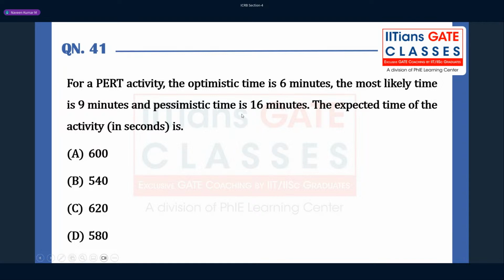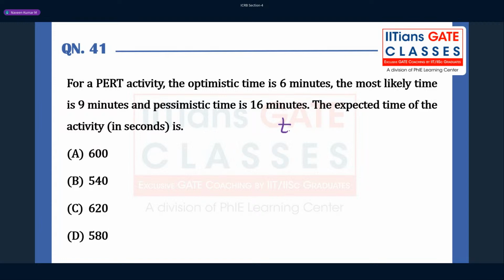Most likely is generally what is up. Pessimistic means everywhere you are getting stopped and you are assuming that there is some issue there, and then you are very pessimistic, very negative thinking, right? So that is the maximum time. So if you have these three estimates, then you have to find out the expected time for the activity. This expected time of activity will follow beta distribution, if you remember, right?